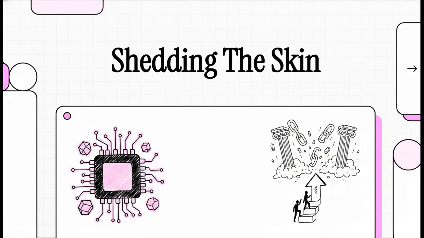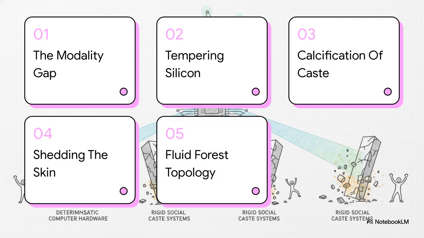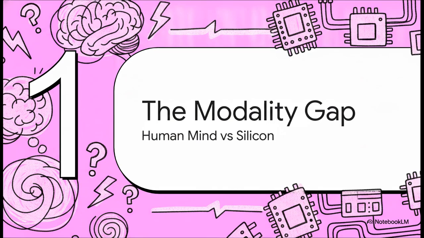Let's get into it. Okay, really quickly, here is our roadmap for today. We'll start with the modality gap, move into tempering the silicon crystal, then explore the calcification of caste. After that, we'll look at shedding the skin, and finally, wrap up with the fluid forest topology. All right, Section 1, the modality gap, human mind versus silicon.